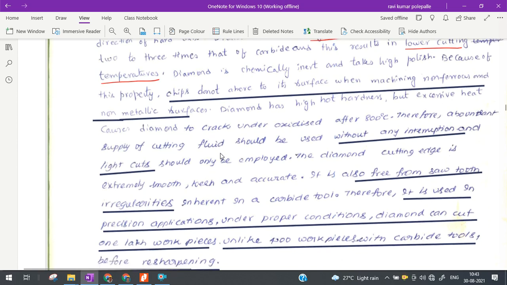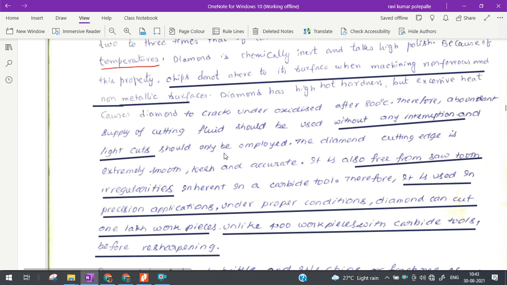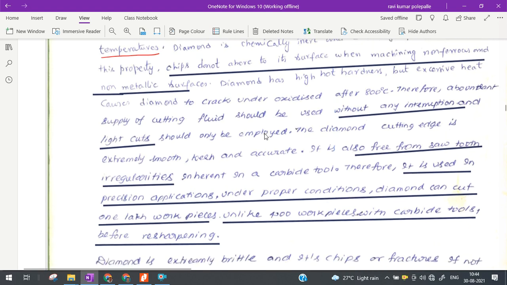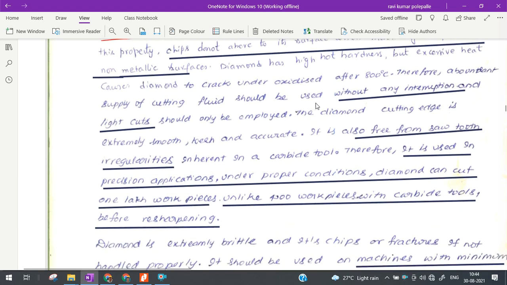Diamond has high hot hardness, but excessive heat causes diamond to crack because of oxidation after 800 degrees centigrade. So we should see that it is not subjected to oxidation conditions. An abundant supply of cutting fluid should be used without any interruption. Further, light cuts should be employed.